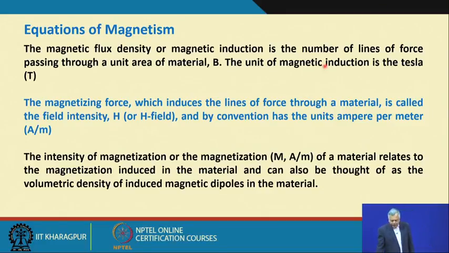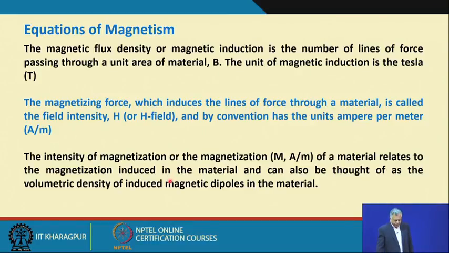The unit of magnetic induction is the Tesla, represented normally as capital T. The magnetizing force which induces the lines of force through a material is called the field intensity, H or H field. It is represented as capital H and by convention has the units ampere per meter, A/m. So, one is the magnetic flux density, another one is the magnetizing force.